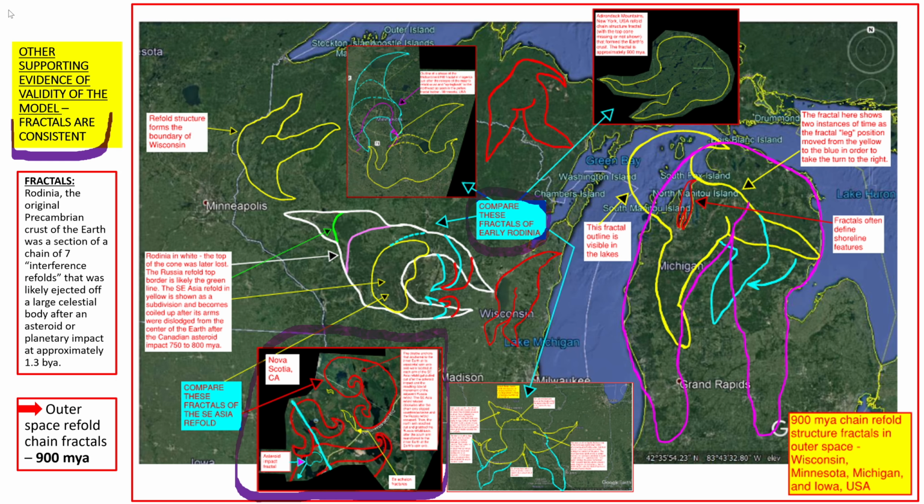So as I discussed previously, the two arms of the Southeast Asia refold, which I'm highlighting here, got pulled out, as evidenced by these en echelon structures that I'm circling. So there's a whole dynamic there, and it's from a tectonic event.